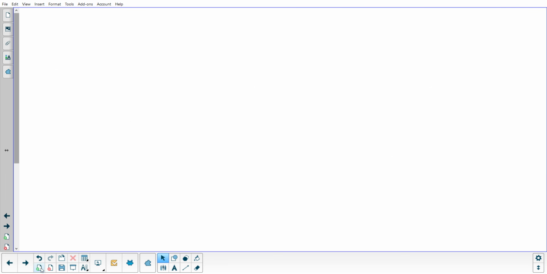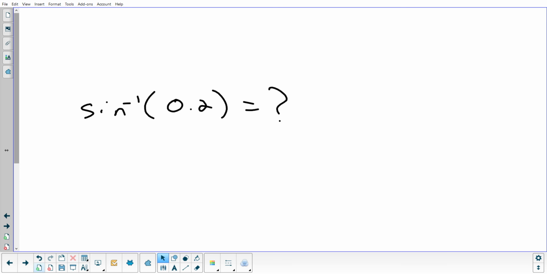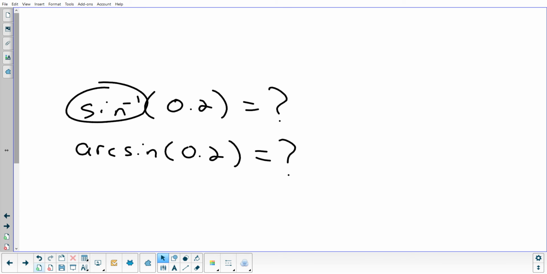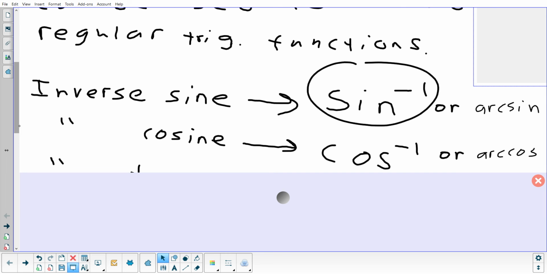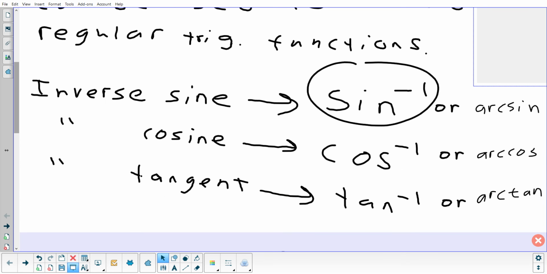All right, so if you saw a problem that said something like inverse sine of 0.2, or it said arc sine of 0.2, it's the same question, just a different abbreviation. Again, the first is the one that I'm probably going to use most often. The same thing goes for inverse cosine. The symbol for that is cosine with a -1 on the calculator, or you can write arc cosine. And inverse tangent is the same idea again: tangent with a -1, or arc tangent.